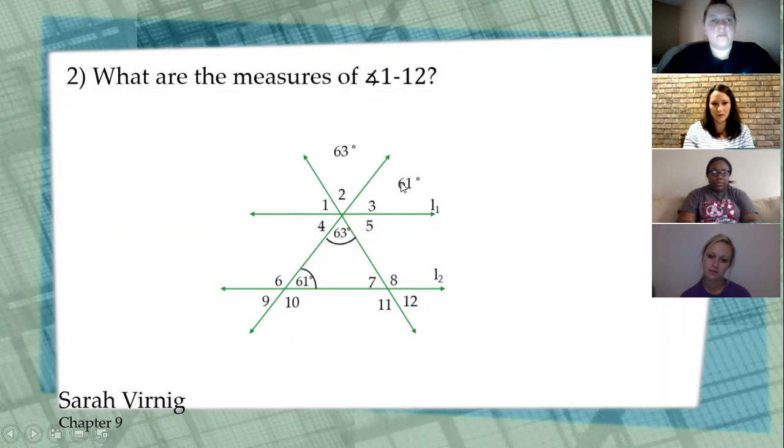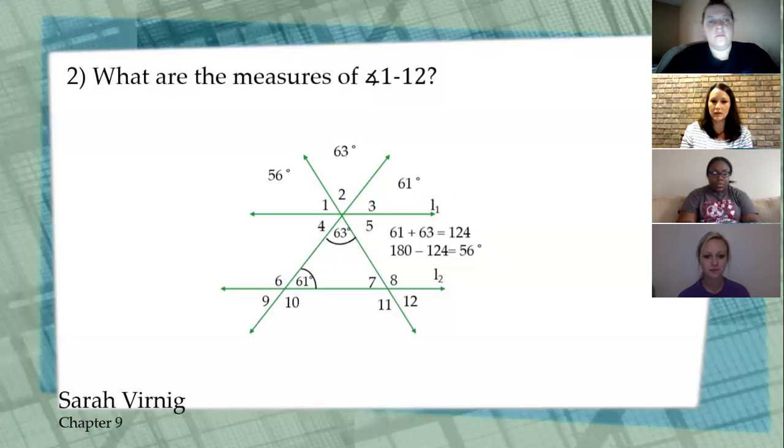We can add it up, or you can look right down here. We have 61 degrees here, so we know that this is going to be 61 degrees. And right here, we have 61 plus 63 is 124. When we subtract that from 180, we get 56 degrees. So now we know that 5 right here is 56 degrees. Knowing that that is 56 degrees, we know that angle 1 is 56 degrees.